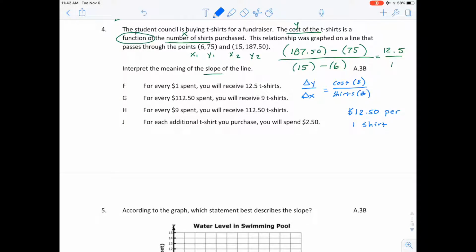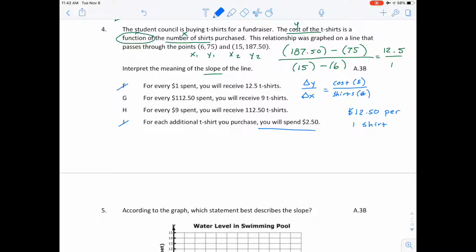Now, if you look at answer choice F, you see that 12.5, that's close, but it's backwards, right? It's not for every dollar you spend, you get 12.5 shirts. That doesn't even make sense. All right, so it's not F. So with my remaining answer choices, and actually I can get rid of J. J says for each additional t-shirt you purchase, you'll spend $2.50. Well, no, each shirt is $12.50, not $2.50.